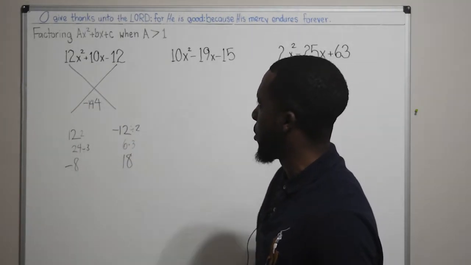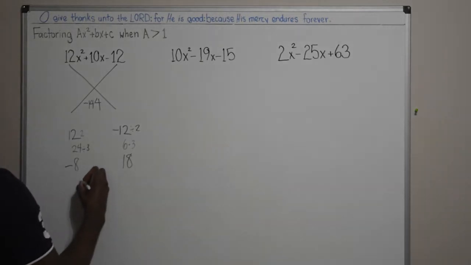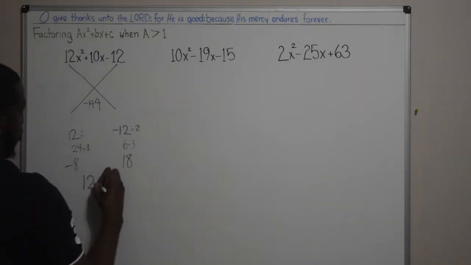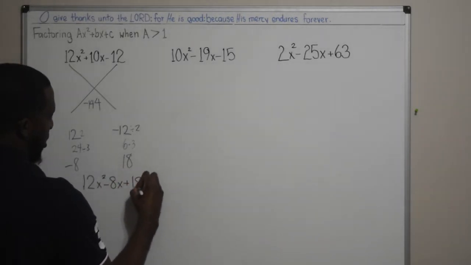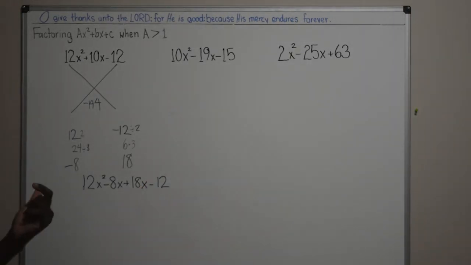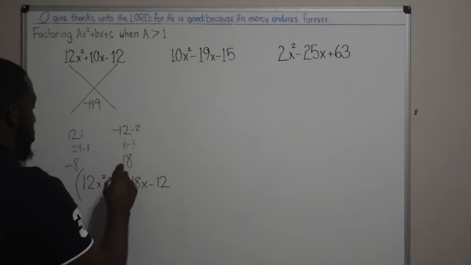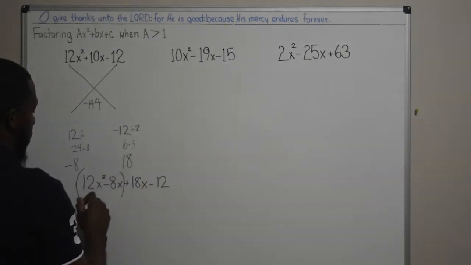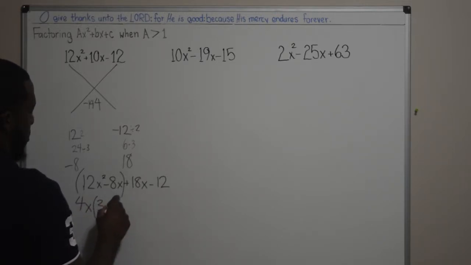So now we just write it out. We're going to say 12x minus 8x plus 18x minus 12. Now we can factor by grouping. I just do that right there, and I got an x term and a 4. So I got 4x right here minus 2.